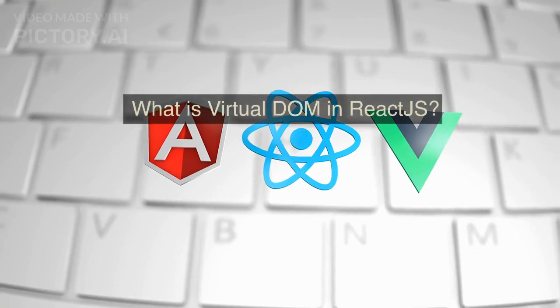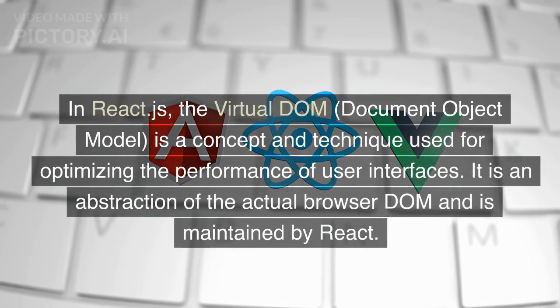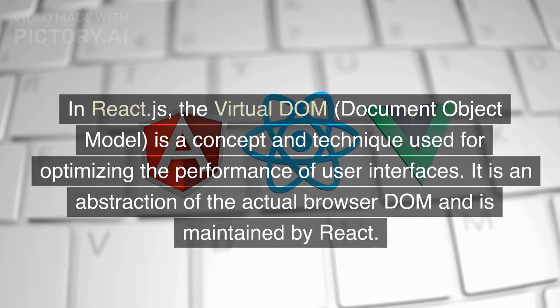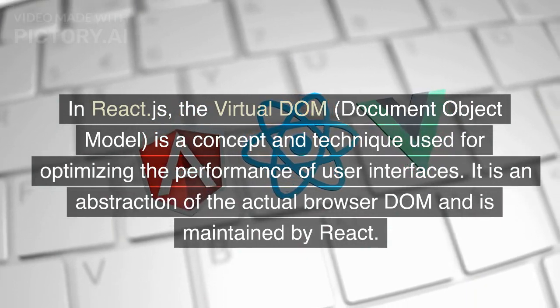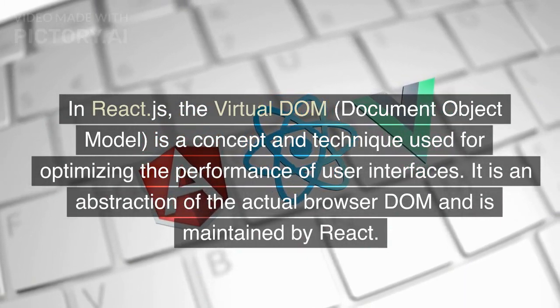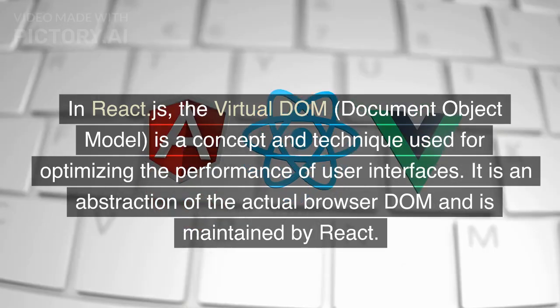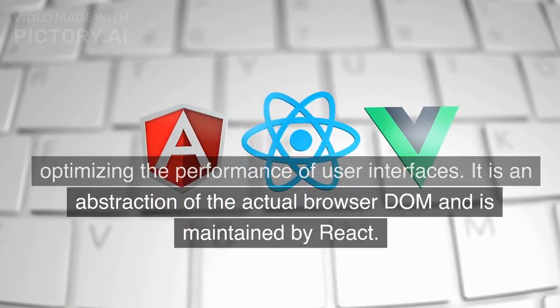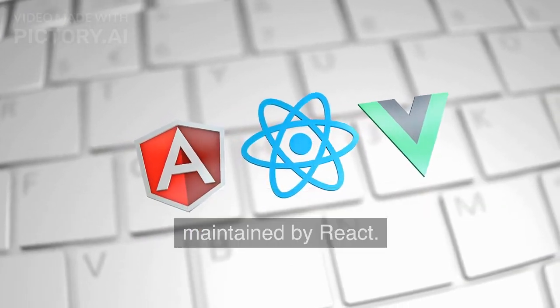What is virtual DOM in React.js? In React.js, the virtual DOM, document object model, is a concept and technique used for optimizing the performance of user interfaces. It is an abstraction of the actual browser DOM and is maintained by React.